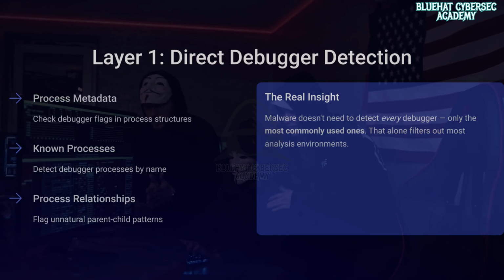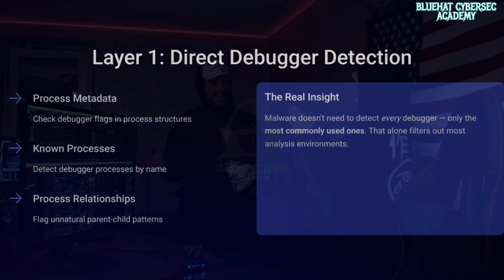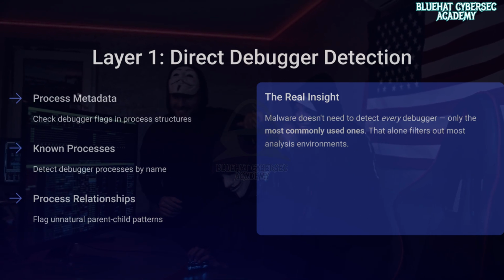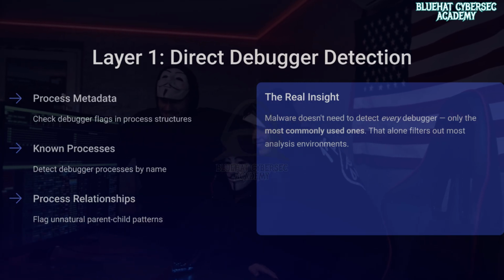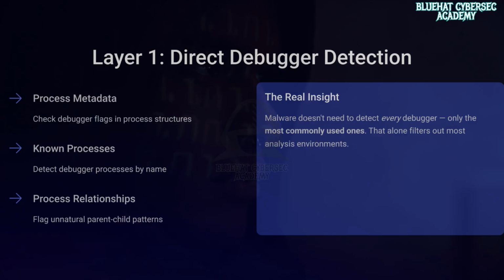Now, the first and most straightforward category is what we can think of as direct debugger detection. This is the obvious first line of defense from the malware's perspective. Here, malware may check for debugger flags hidden in process metadata. It may look for known debugger processes running on the system. It may even analyze parent-child process relationships that don't look natural. On the surface, none of this feels particularly sophisticated, but in practice, it works surprisingly often.